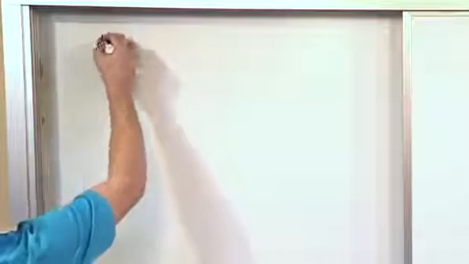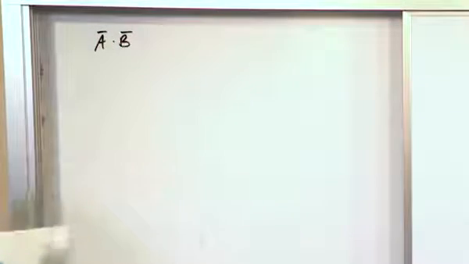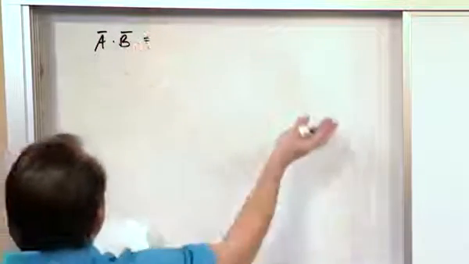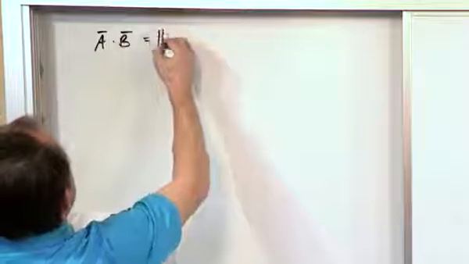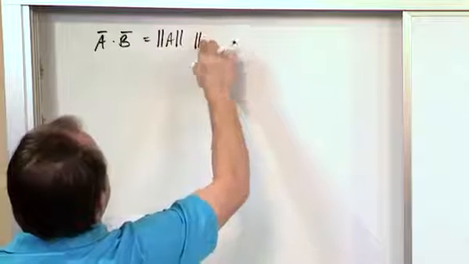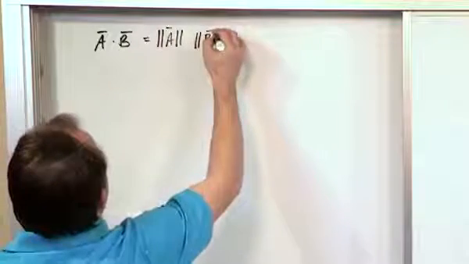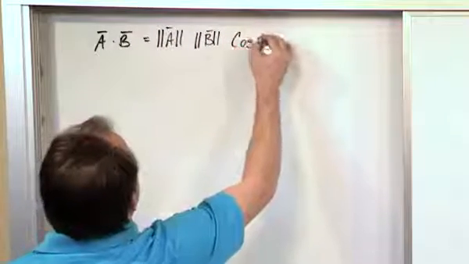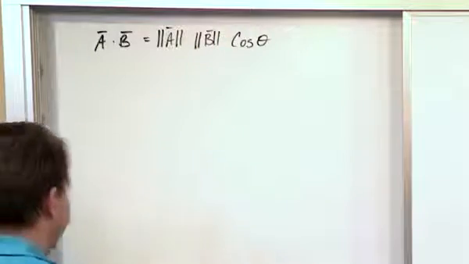The first thing I want to do is recall that the vector A, when we dot it into the vector B, you can write it a couple of different ways, but one way to write it is the magnitude of A times the magnitude of B times the cosine of the angle between. So these are multiplications in between there, right?